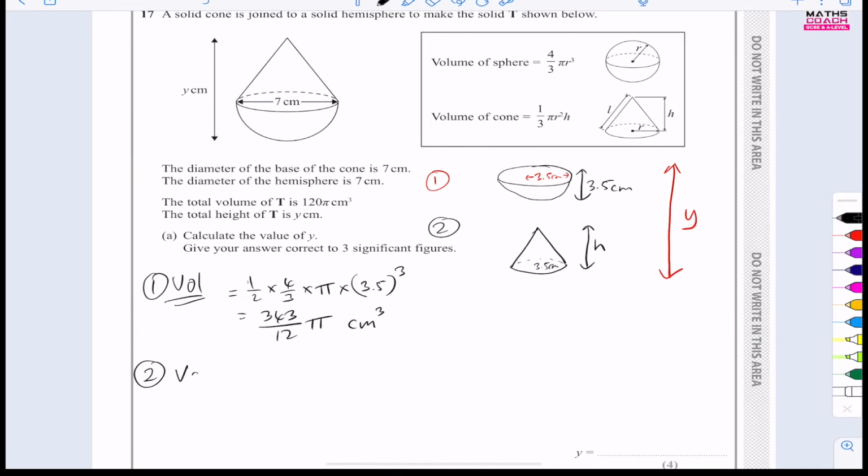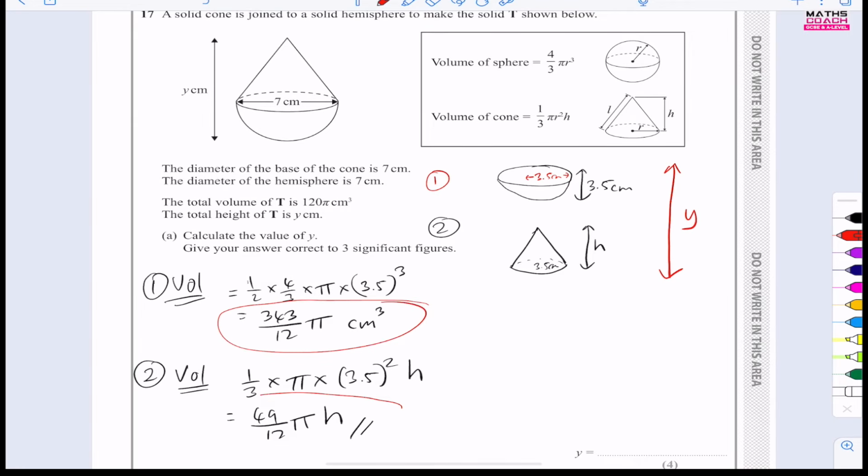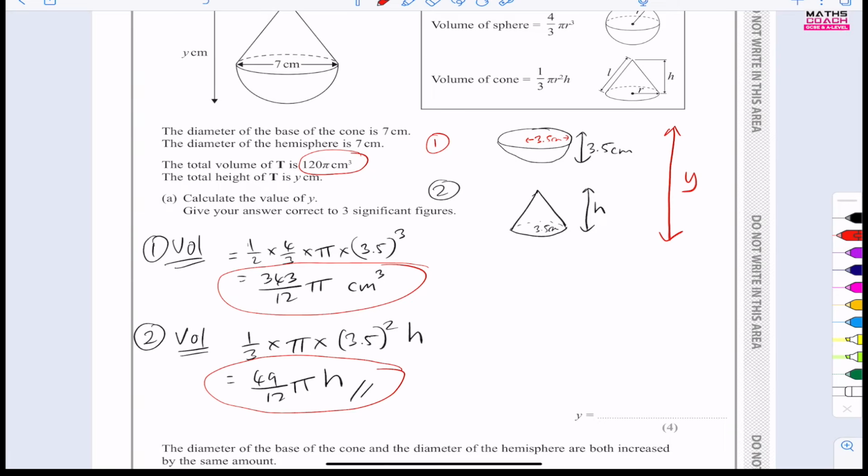Number 2, we're going to calculate the volume of our cone. So the volume of a cone is right there. We don't need to half it or anything like that, like we did previously with the hemisphere. It's a complete cone, so it's just going to be a third times pi times the radius, which is 3.5 squared, times h, the height. If we simplify that, we get 49 over 12 pi times h. So this is my hemisphere, this is my cone. I'm going to add them together, remember, and make it equal to this volume right there. Why am I doing all this? You're going to see shortly.